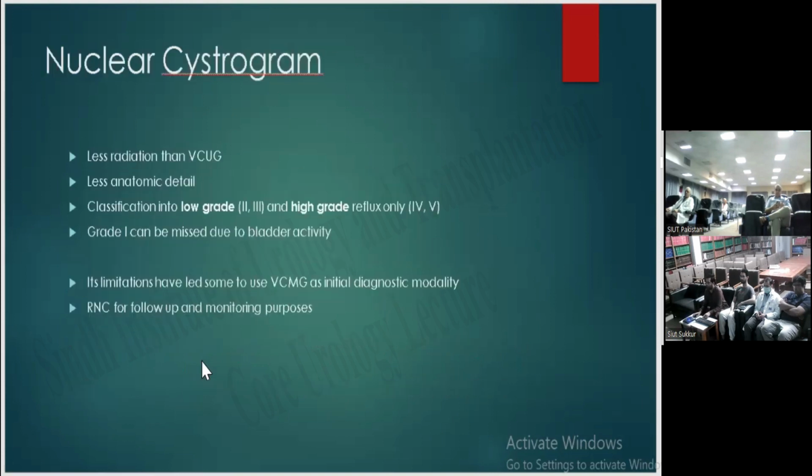Nuclear cystogram has less radiation than VCUG but less anatomic detail, and classifies reflux into low and high grades. Low grade means grade 2 and grade 3, and high grade reflux means only grade 4 and 5. Grade 1 can be missed due to bladder activity. Its limitations have led some to use VCUG as the initial diagnostic modality and radionuclide cystogram for follow-up and monitoring purposes.